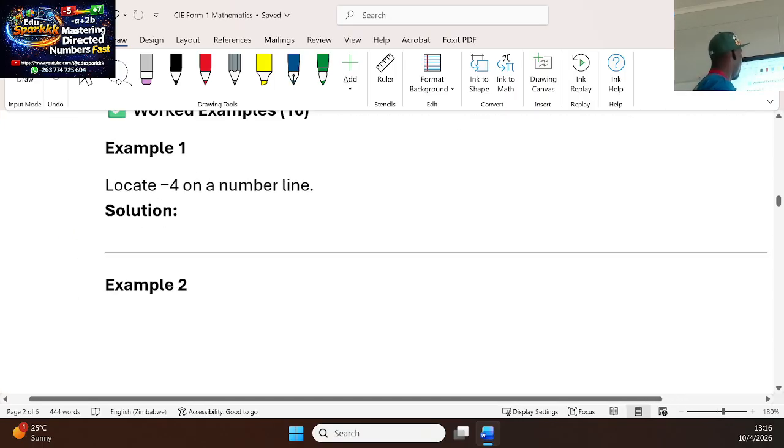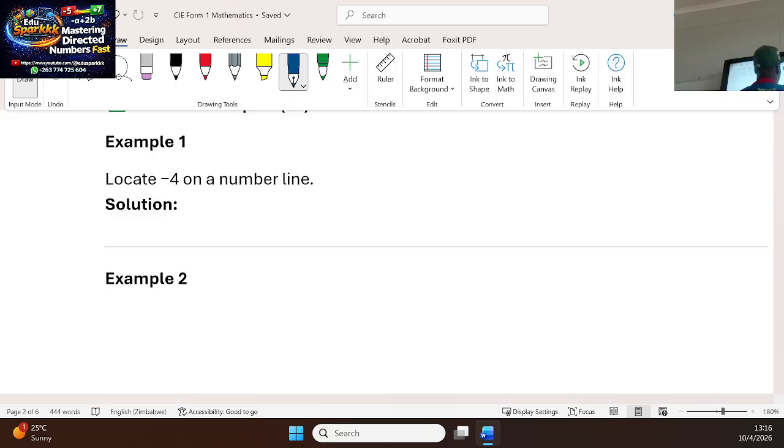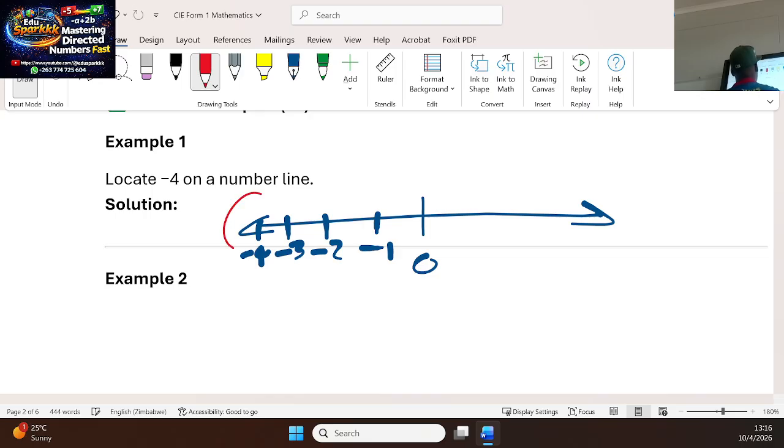So now we are going to quickly go through examples together. First one, we are required to locate -4 on the number line. So like we were saying, somewhere neutral, we have 0. So it's negative. It's going to be 1, 2, 3, 4 to the left. So it's -1, -2, -3, -4. So this is the point where we have -4.